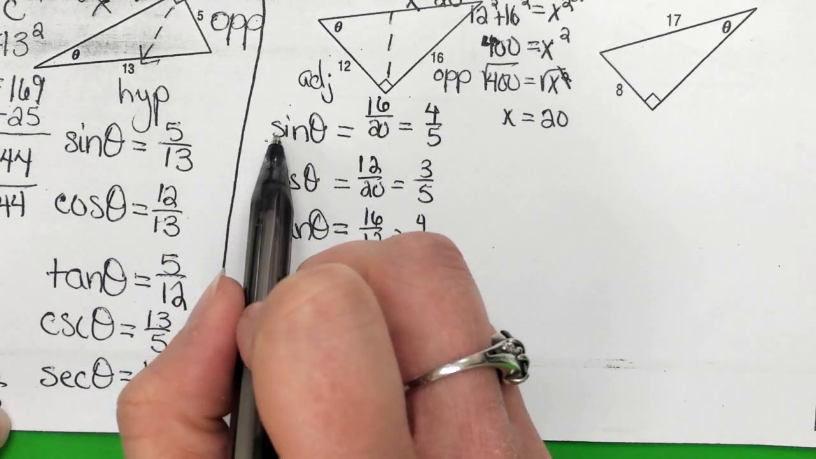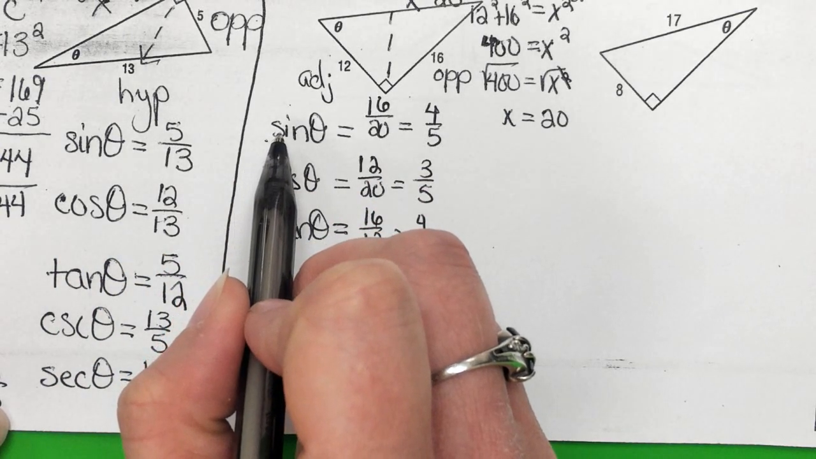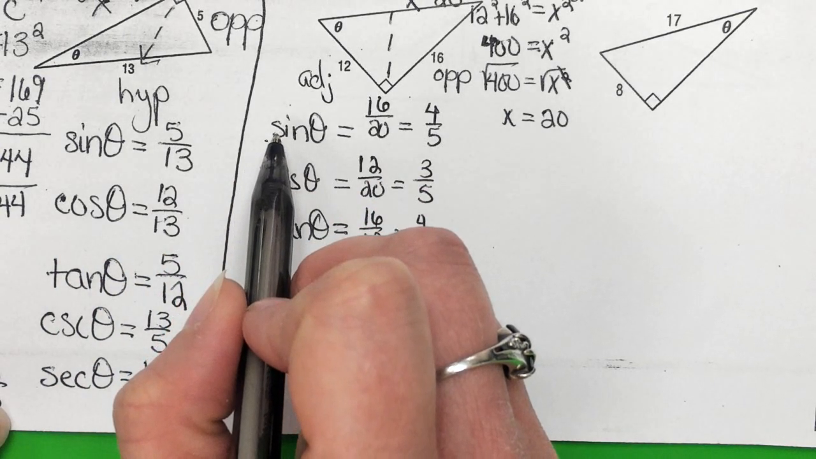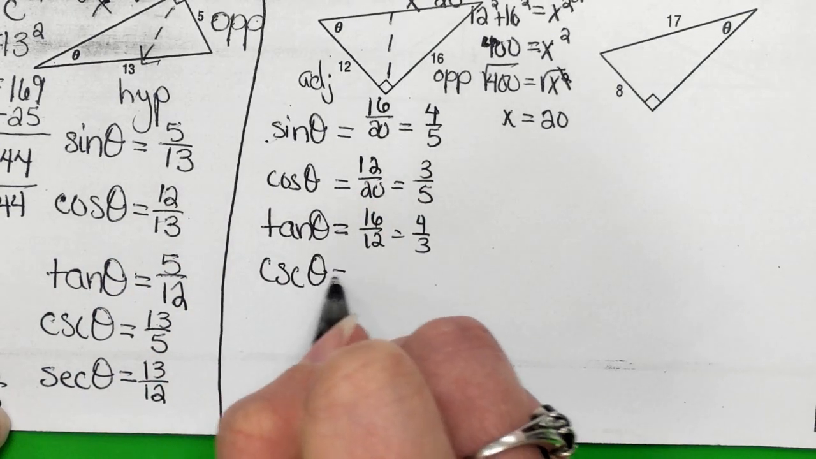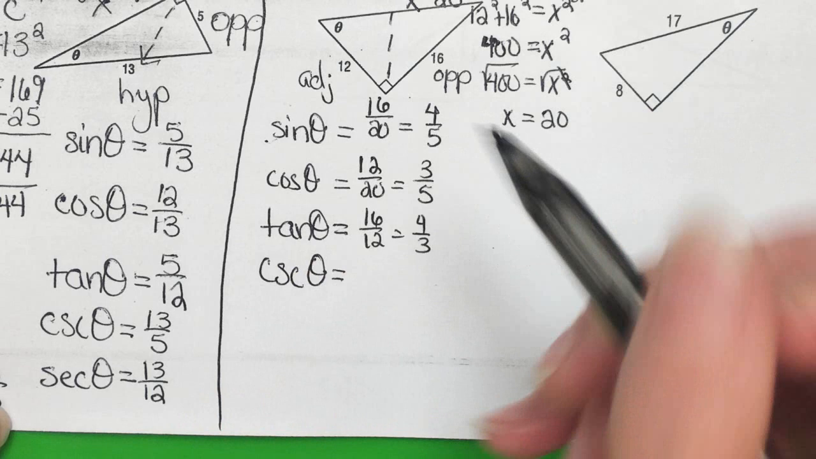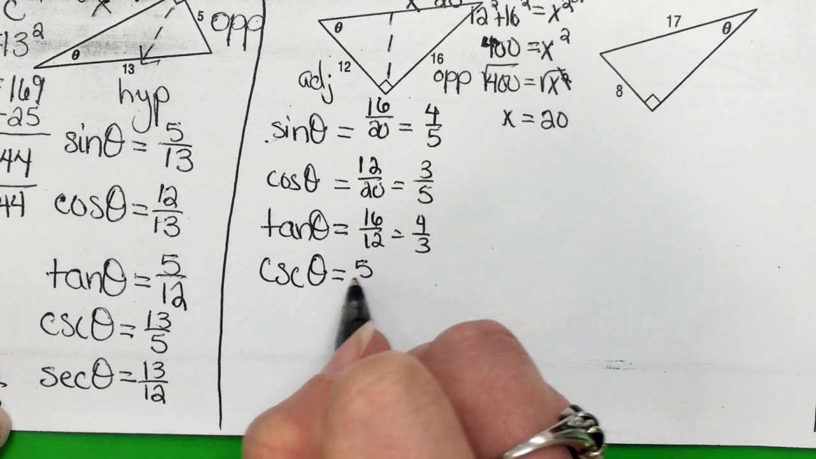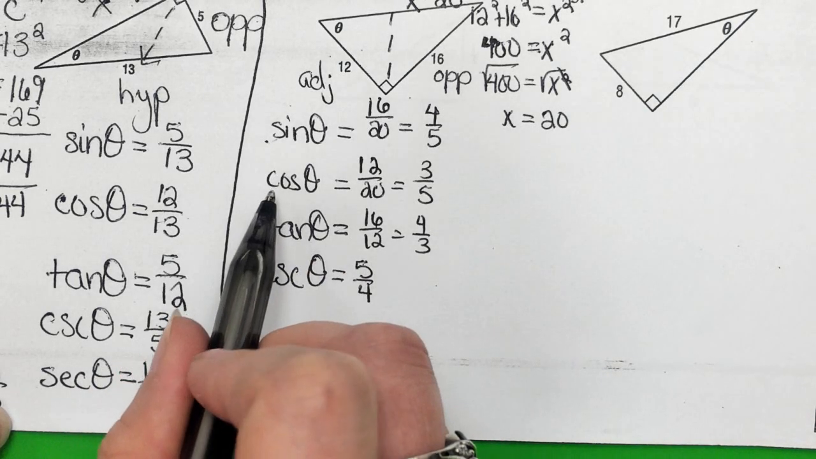What's the opposite of sine? Cosecant. Very good. You got to know those words. So if it's the opposite, you just flip it. What'd you get? 5 over 4. Perfect. All right, what's the opposite of cosine?